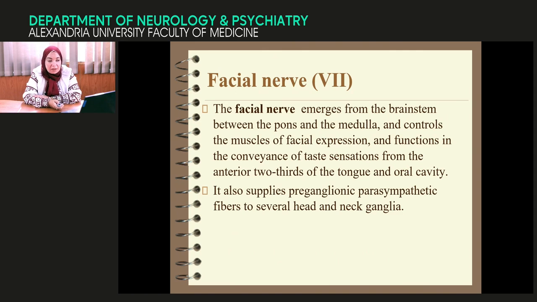Okay, the next one is the facial nerve, the seventh cranial nerve. The facial nerve supplies mainly motor and secretory. Motor to the facial muscles, which supplies the innervation of the muscles of the upper face and lower face. The upper face is the orbicularis oculi muscle, frontalis, and corrugator muscle.